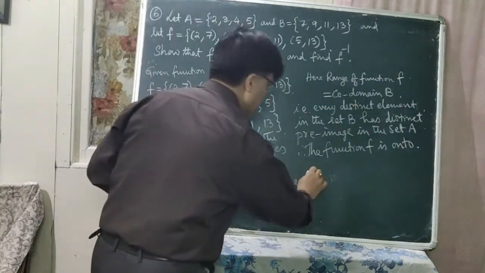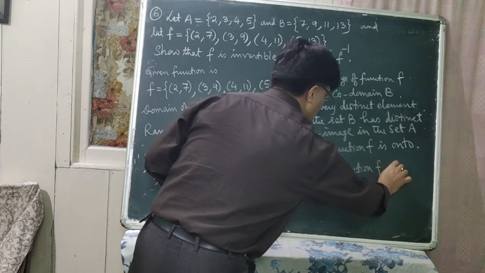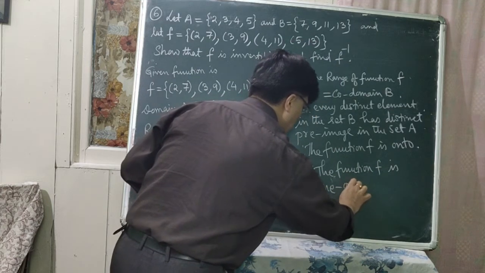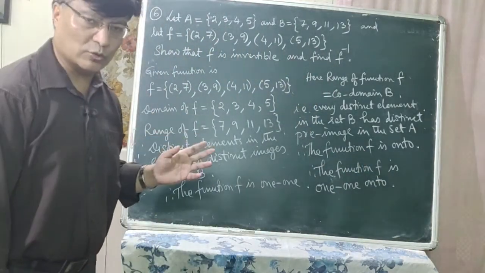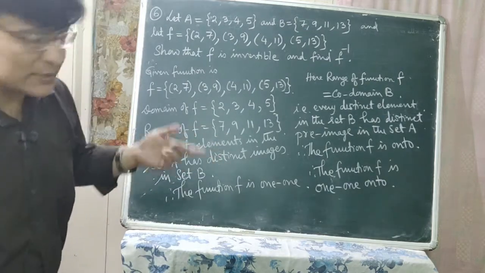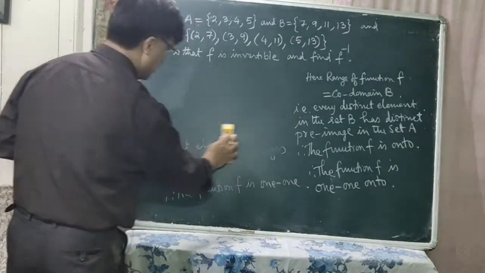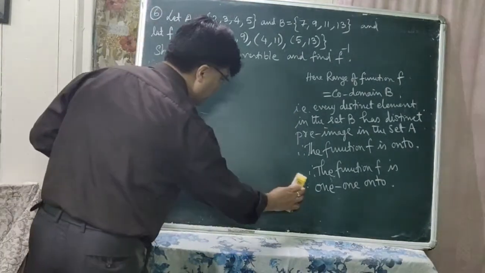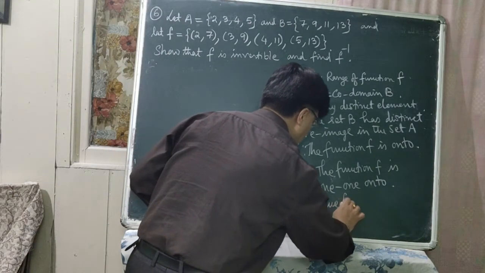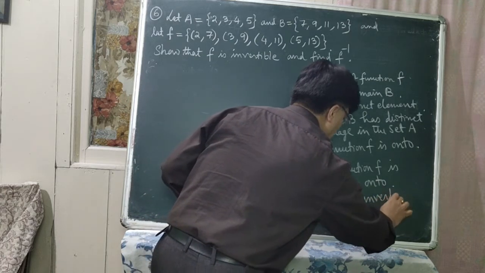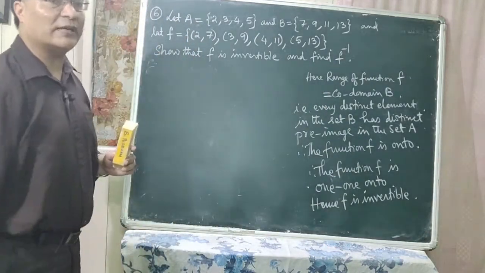So therefore the function f is 1-1 onto. So I think you have understood it. So hence f is invertible. So you can write here, since we have proved that f is 1-1 onto, hence f is invertible. Now we have to find out f inverse.